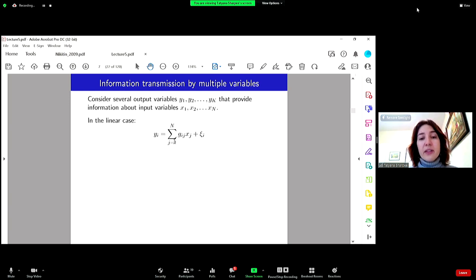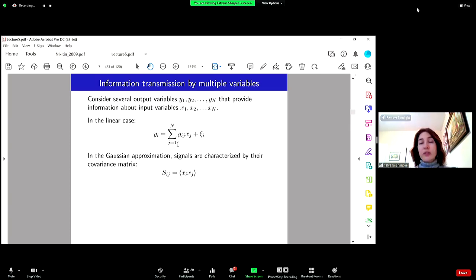So in the linear case, just like we had for the one-dimensional case, but now in the multidimensional case, yi is a vector, and its components are given as linear combinations of the input variables xj, with this matrix gij, plus noise xi. We would like to know what this optimal matrix should be, or how to filter signals optimally.